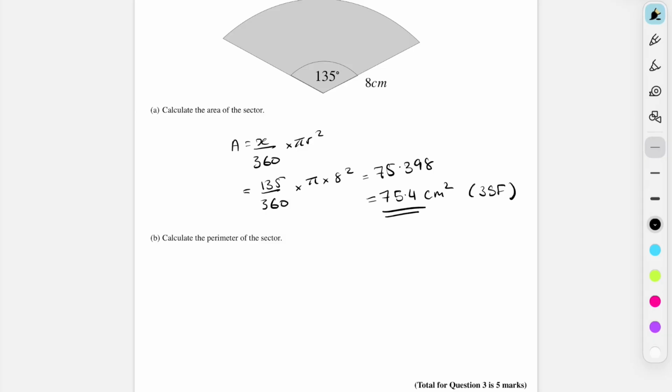The next part, we need to work out the perimeter. The perimeter means all the way around the edge of the shape. So we need to know what this length is, we need to know what this length is, and we need to know what the arc length is.